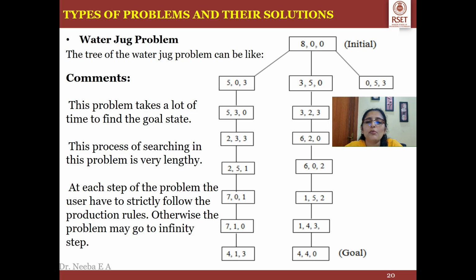Now the problem with this is, it takes a lot of time to find the goal state. At each state of the problem, it checks all the production rules. So if you don't know where to go and how to apply the rules, then it will become an infinite loop.